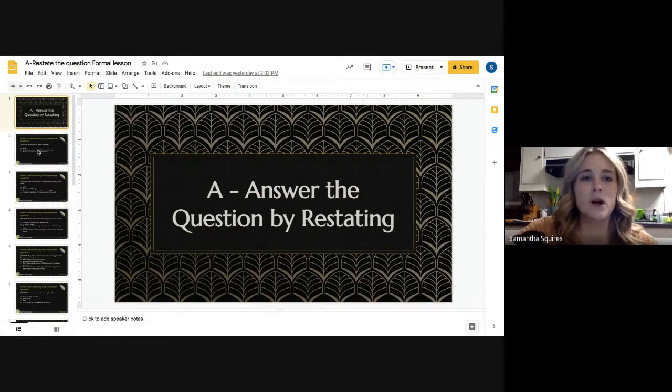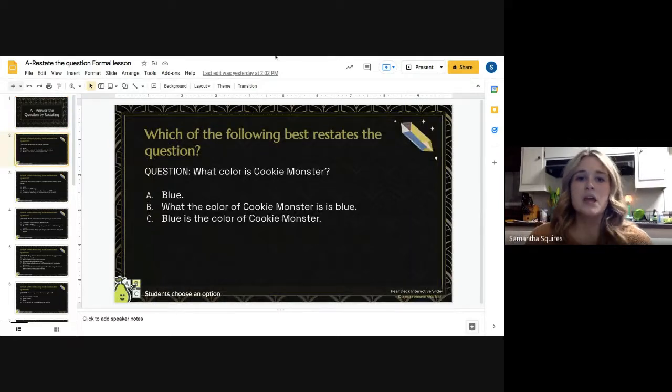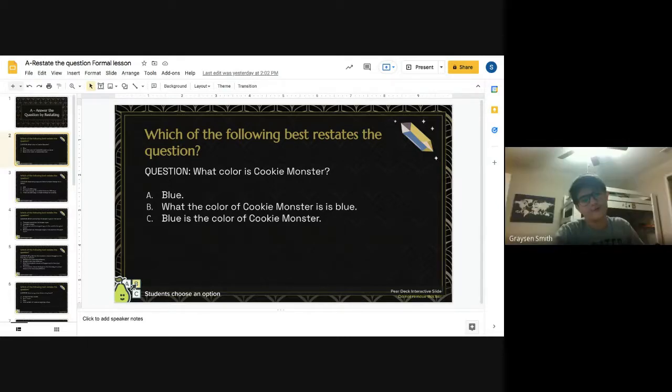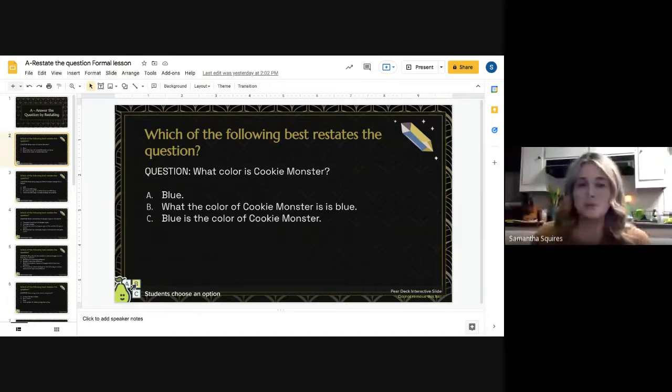So the first one we're going to do, which of the following best restates the question in the answer? So our question is, what color is Cookie Monster? All right, we're going to go through each of these answers together and figure out which one's the best answer that gives us our R and our A. So A, blue. Does that give us the correct answer? Well, yeah, it does. Cookie Monster's blue.